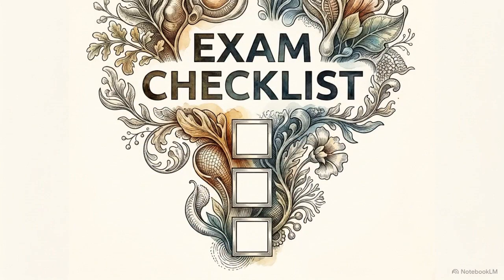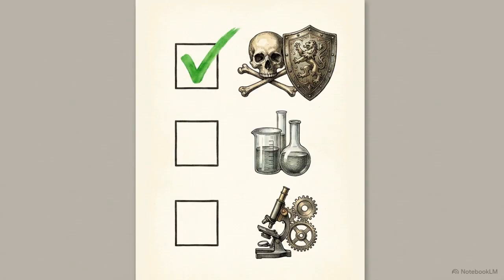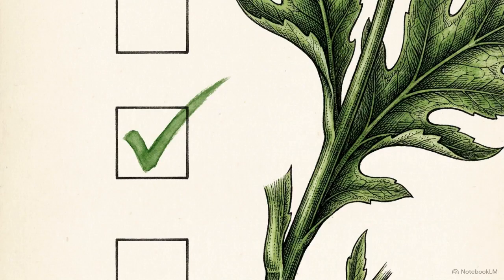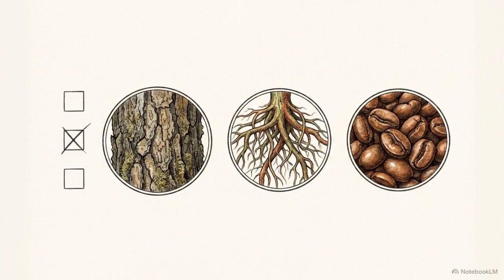To secure top marks on your exam, verify 3 areas of knowledge. First, cleanly distinguish between toxic nitrogenous alkaloids and structural non-nitrogenous wastes. Second, memorize the exact biological source tissues for every plant product. Know which alkaloid comes from bark, which comes from roots, and which from seeds.